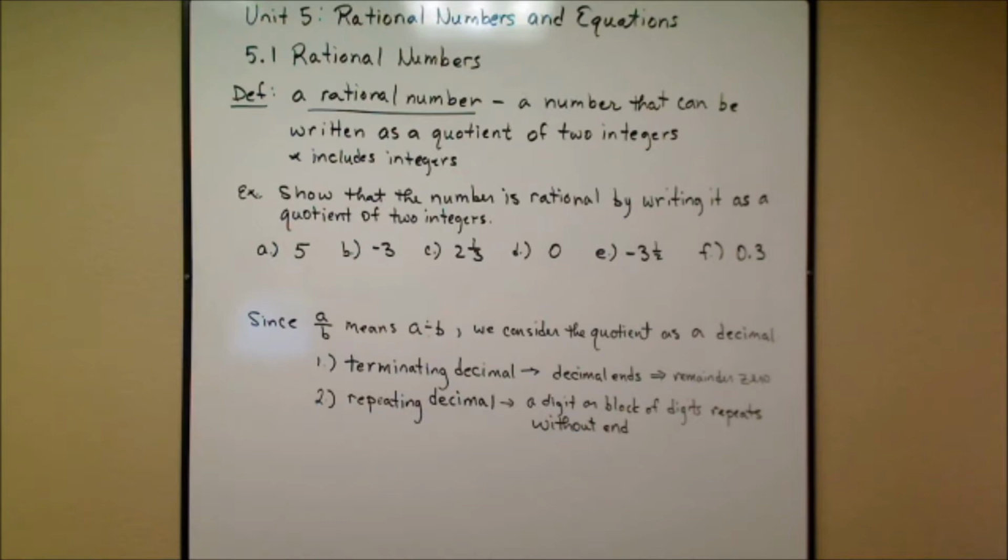Rational numbers and equations. We're going to start off with section 1 on rational numbers. Now, if you don't know what a rational number is, I'm going to go ahead and define it right here. A rational number is a number that can be written as a quotient. Quotient, remember, means division of two integers, and this includes integers themselves.